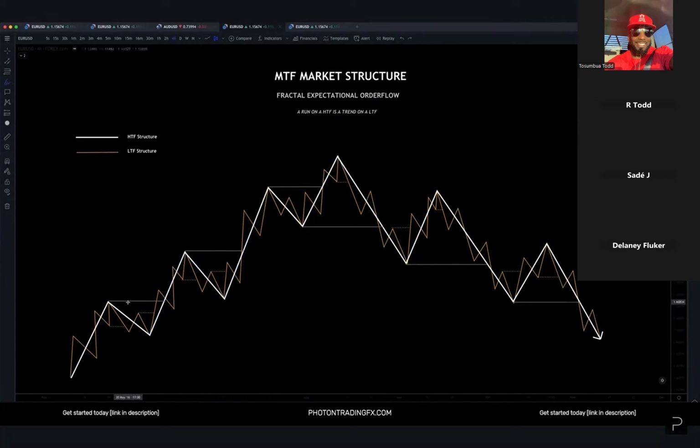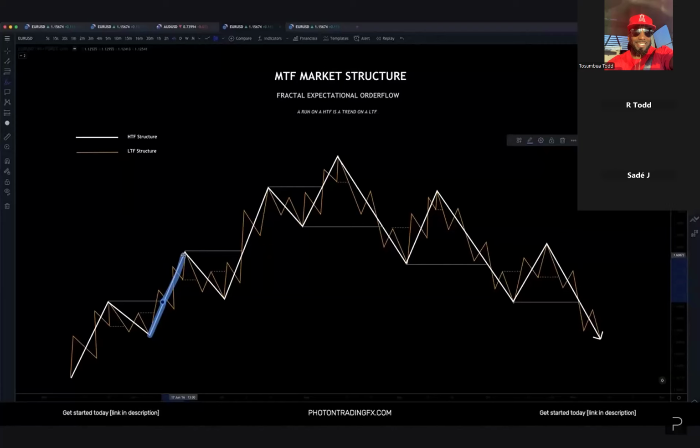So, for instance, on the higher time frame, the white line, price breaks that high. We get that break of structure to form a higher high. Now, what do we expect after a break of structure? We expect a pullback on that time frame. Now, purely just talking about market structure, no supply and demand, no liquidity, none of that fun jazz.